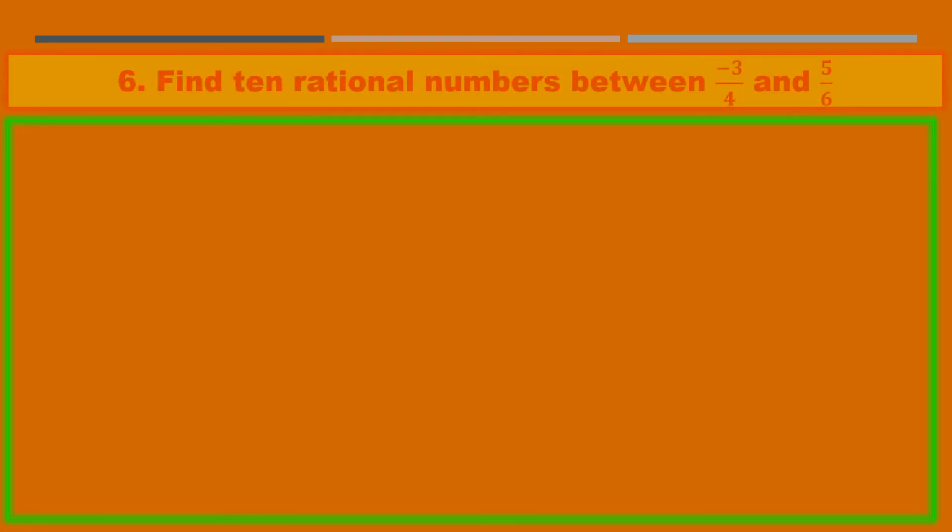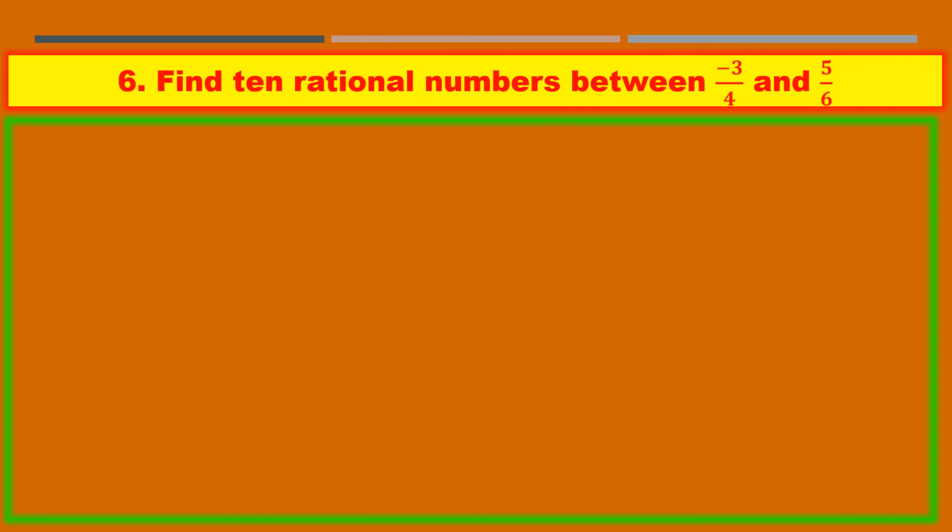So here is your next question. Find 10 rational numbers in between these two rational numbers. If you observe carefully, here the denominator is 4 and here it is 6. So they have different denominators, so you should take the LCM first. To make the denominators the same, we need to take the LCM.